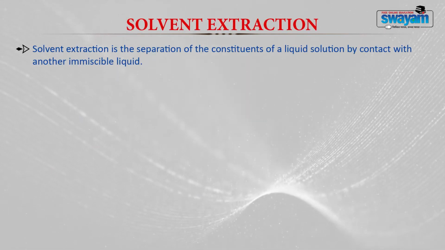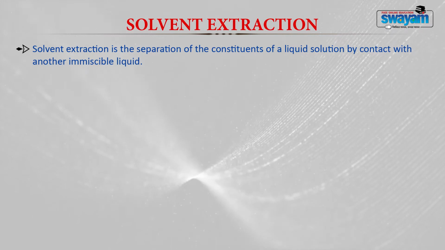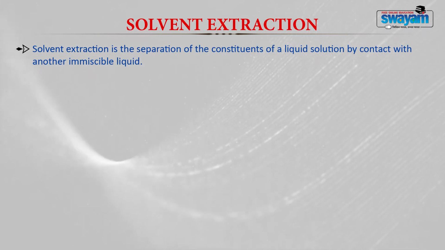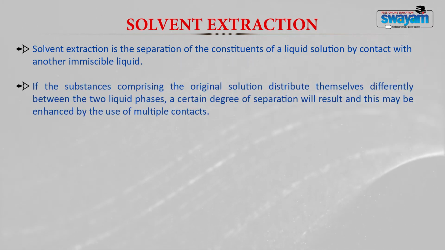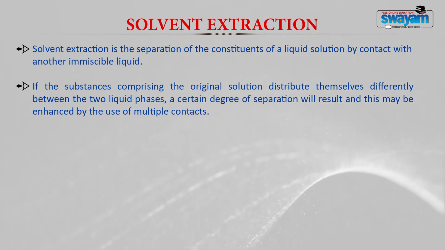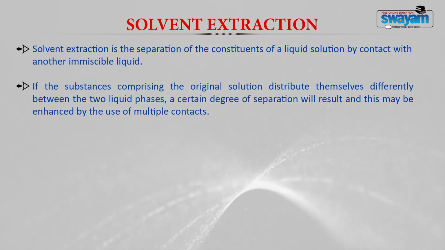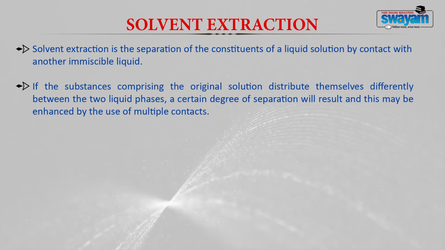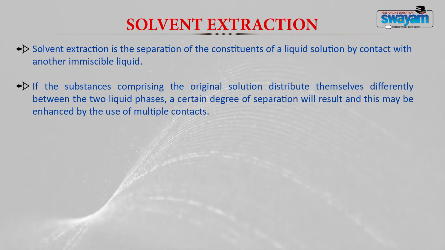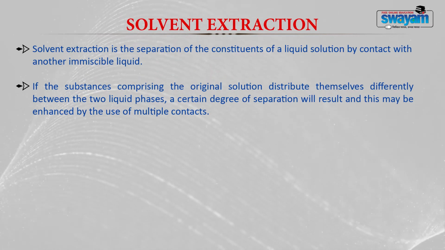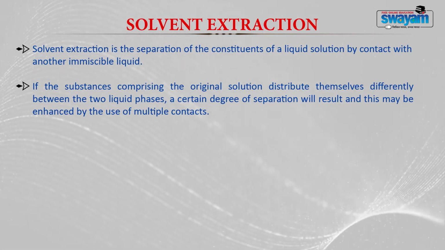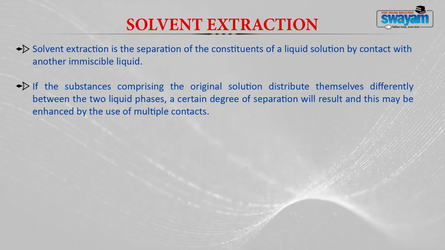The next one is solvent extraction. Now, solvent extraction is a separation process where the constituents of a liquid solution are removed by contact with another immiscible liquid. The substances comprising the original solution distribute themselves between two liquid phases and a degree of separation occurs between them, and that is how the treatment process takes place. Now, the efficiency of separation will increase by multiple contacts.